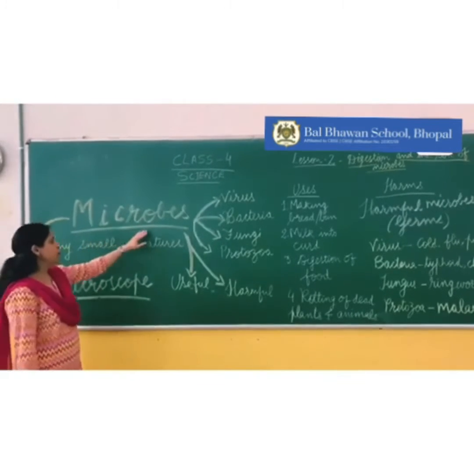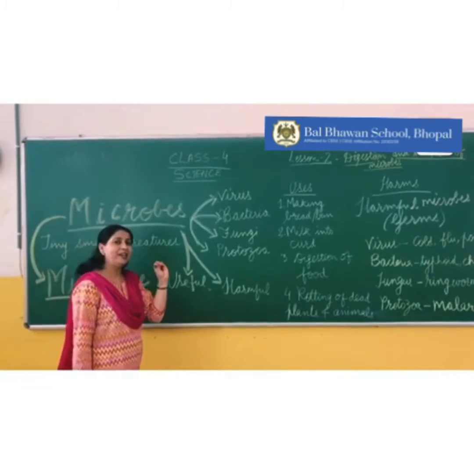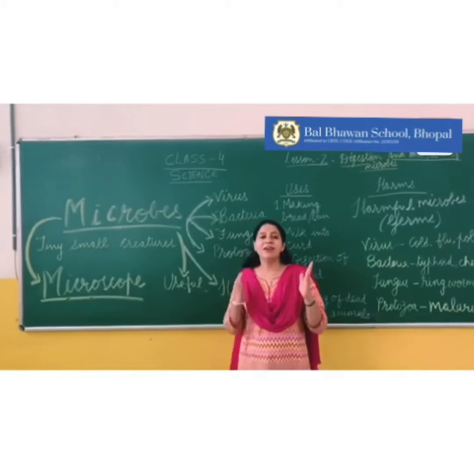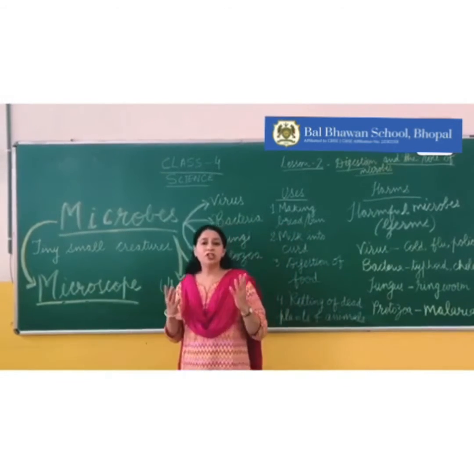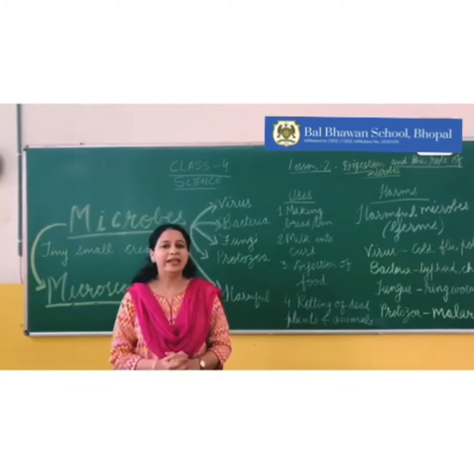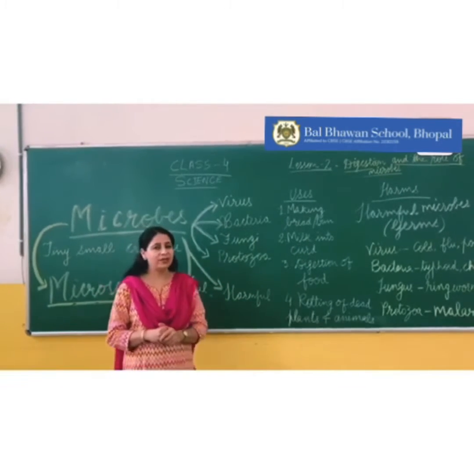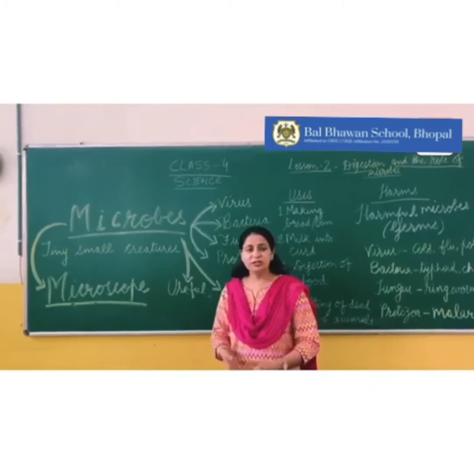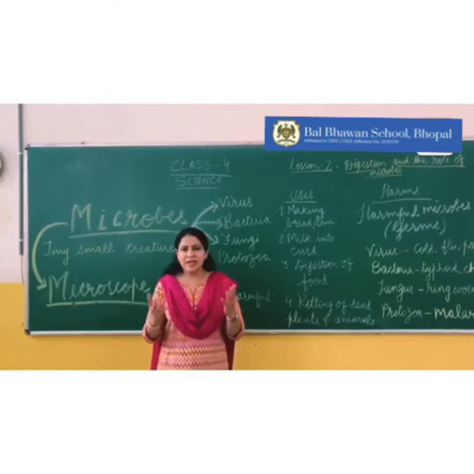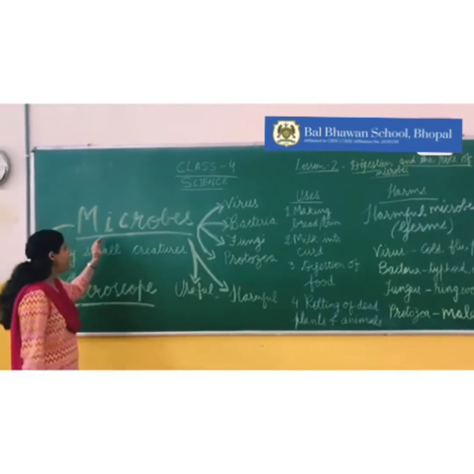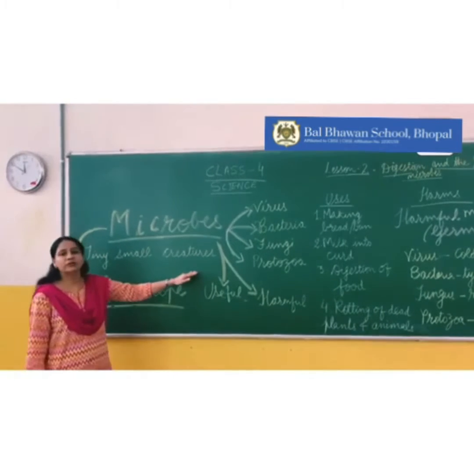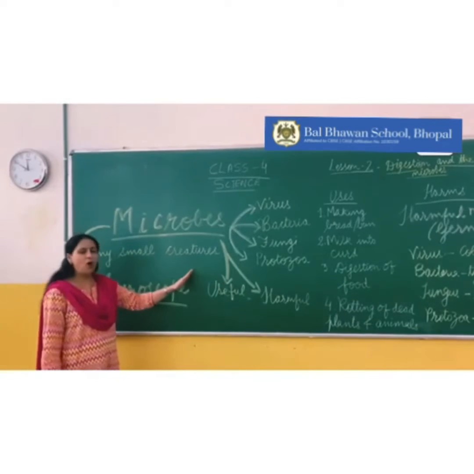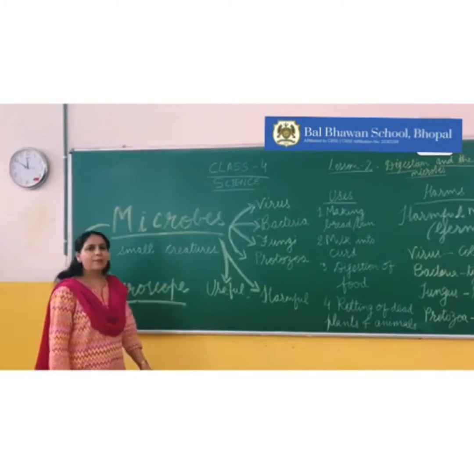Now, microbes. Micro means very tiny. And microbes means very tiny organisms which are not visible with our naked eye. They are very minute and they are present everywhere. They are present in the air, in water, in soil, everywhere. So these microbes are very tiny, small creatures. Creatures means living beings. So the very tiny, small living beings are called microbes.